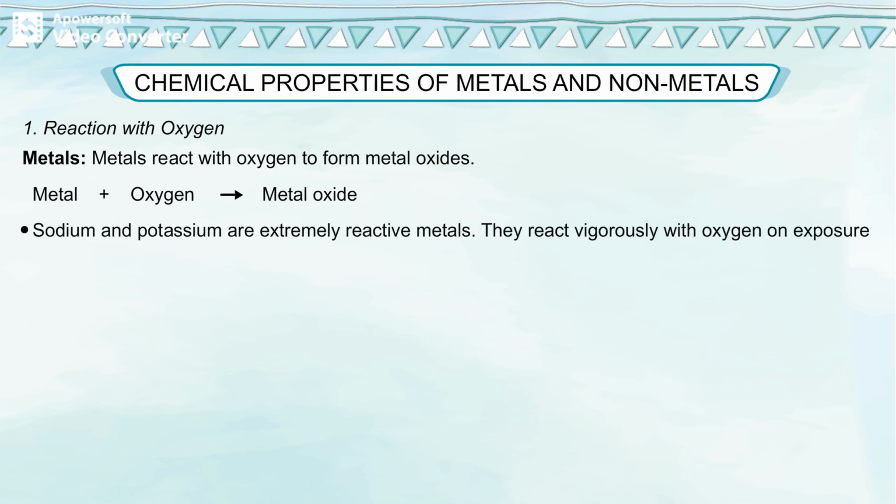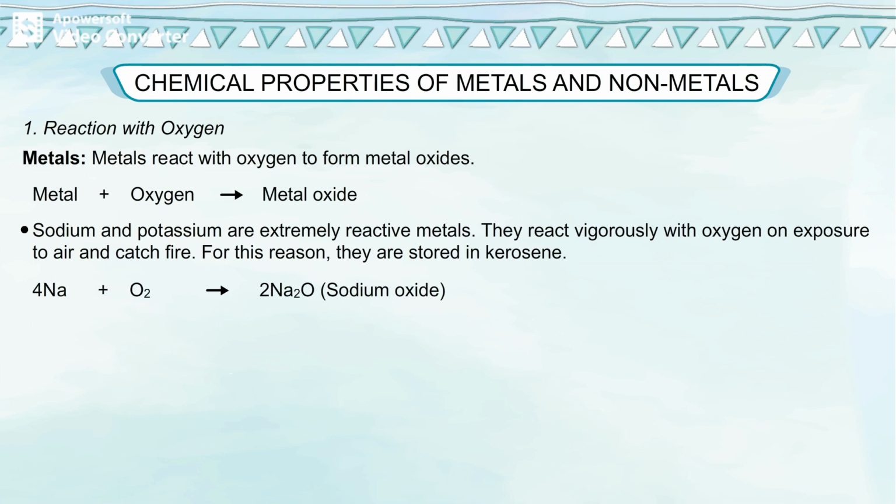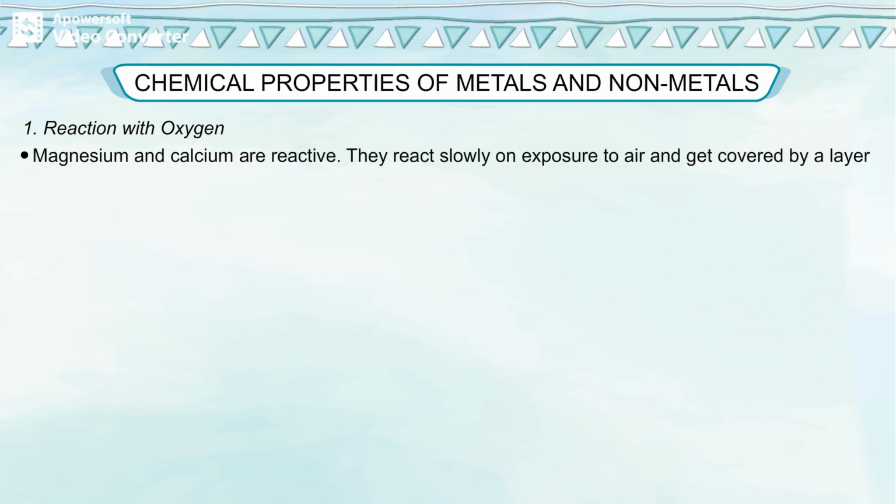Sodium and potassium are extremely reactive metals. They react vigorously with oxygen on exposure to air and catch fire. For this reason, they are stored in kerosene. 4Na plus O2 gives 2Na2O, sodium oxide. 4K plus O2 gives 2K2O, potassium oxide. Magnesium and calcium are reactive.